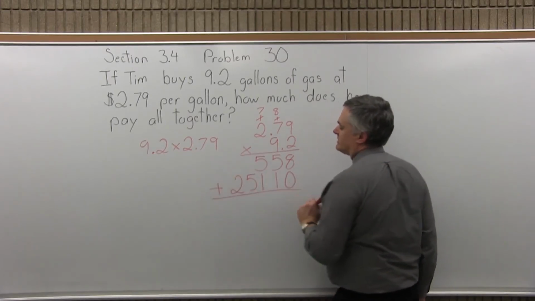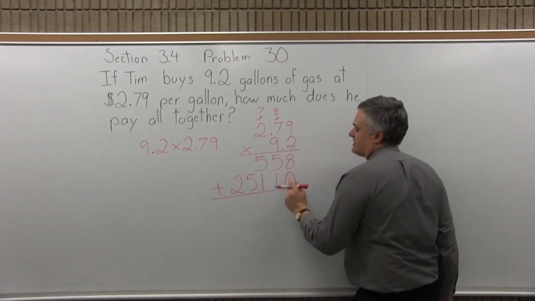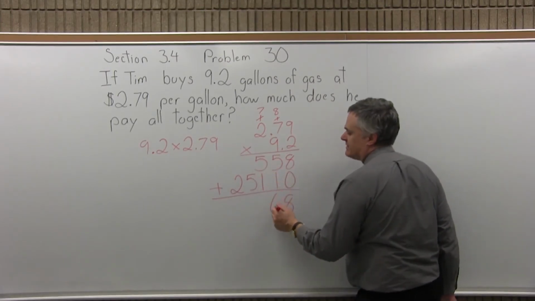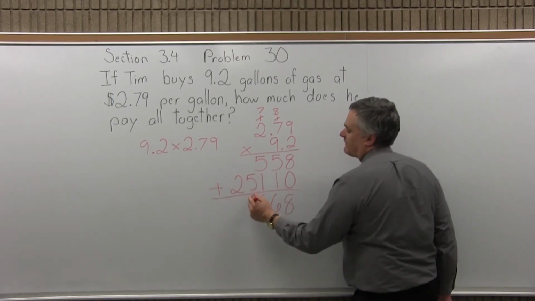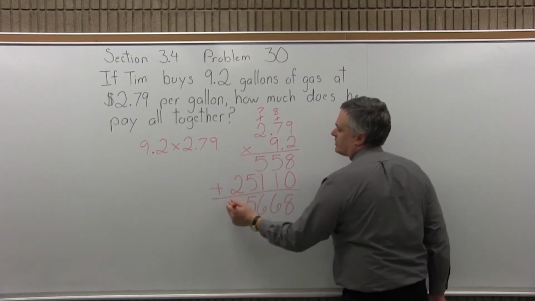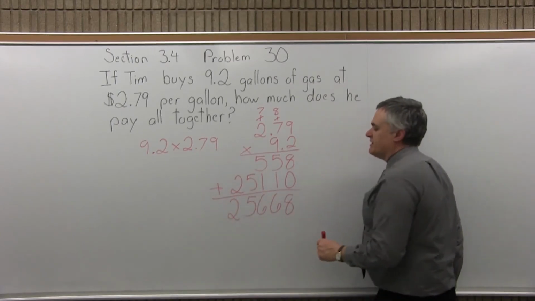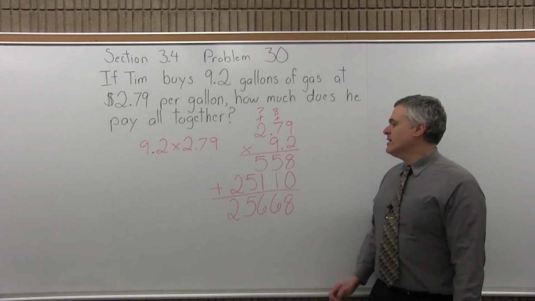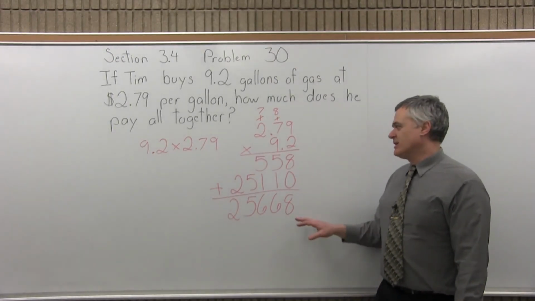Now I can add those results together. 8 plus 0 is 8. 5 plus 1 is 6. 5 plus 1 is another 6 again. Nothing plus 5 is 5. And nothing plus 2 is 2. So without the decimal, I'd have an answer of 25,668. But because of the decimal, the answer is not nearly that big.